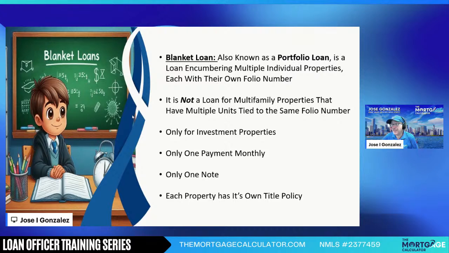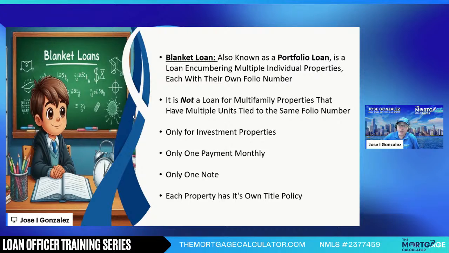So what a blanket loan is not, when we're talking about multiple units, 5 units, 6 units, 8 units, we're talking about individual properties. We're not talking about units in a multi-family building, for example, where it could have 8 units, 10 units. That's a multi-family loan. That's not a blanket loan, right? We're talking about unit properties, each with their own folio number assigned, their individual properties. As you would guess, blanket loans are only for investment properties.